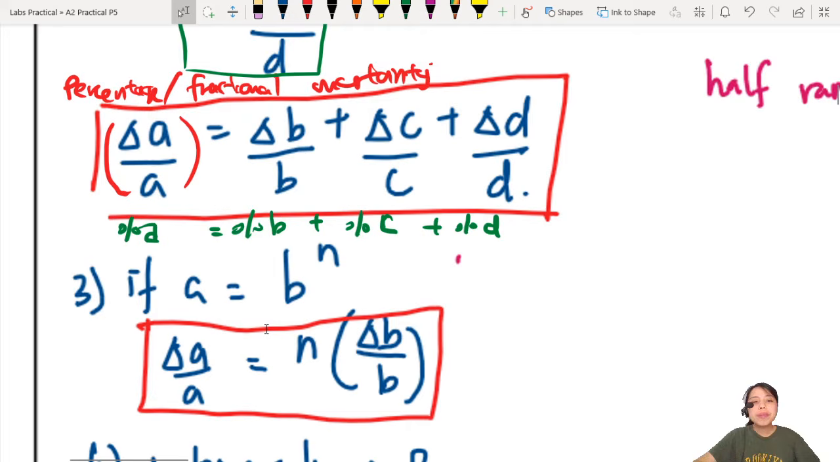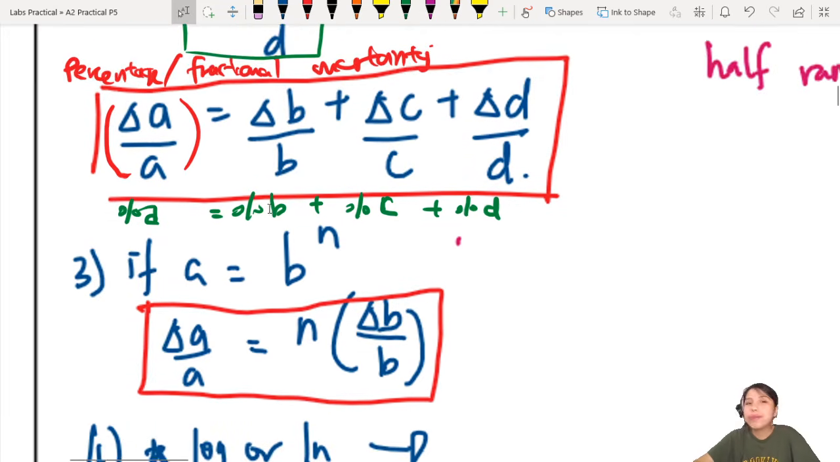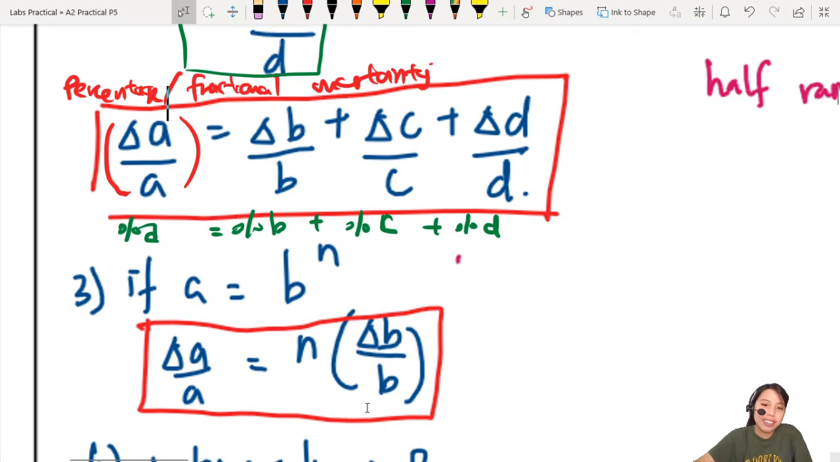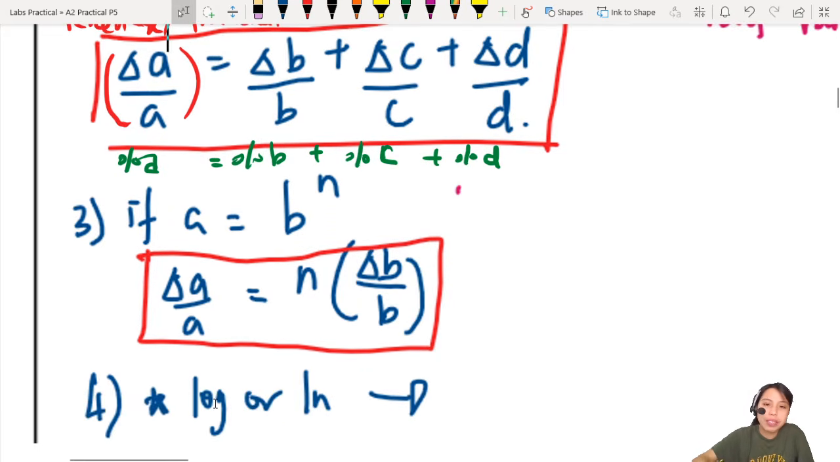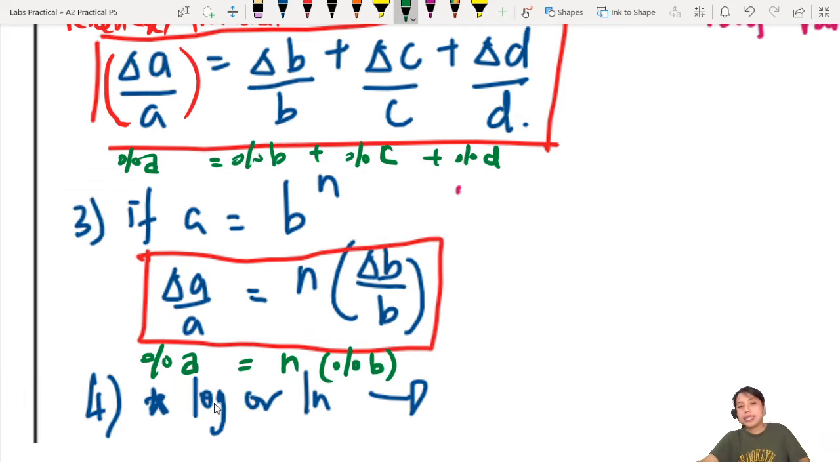If you have a power, you also have to deal with percentage or fractional uncertainties. But it depends on what power it is. Power n, then you times n. So if you want to write it in percentage uncertainty, you can say percentage uncertainty in A is the power times the percentage uncertainty of B. This is how you can calculate.